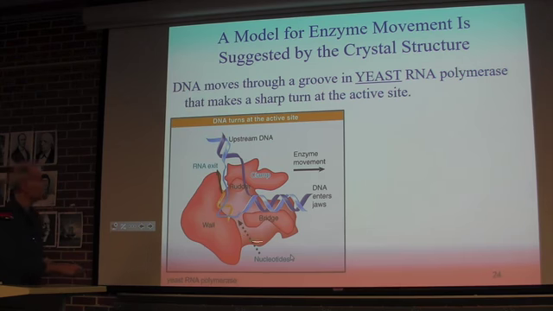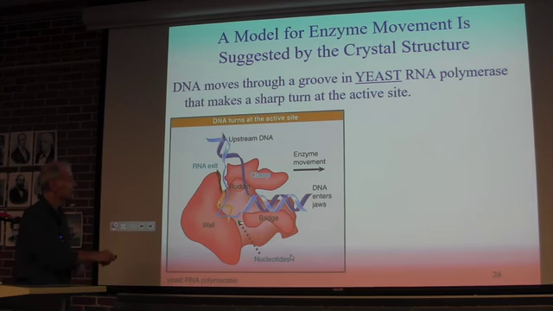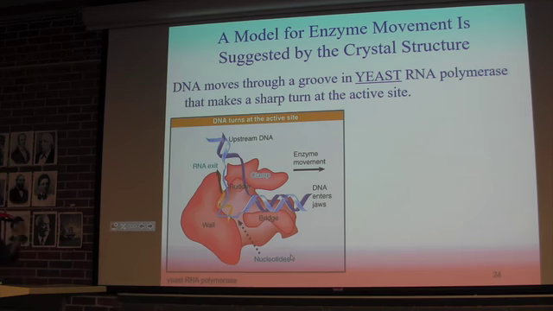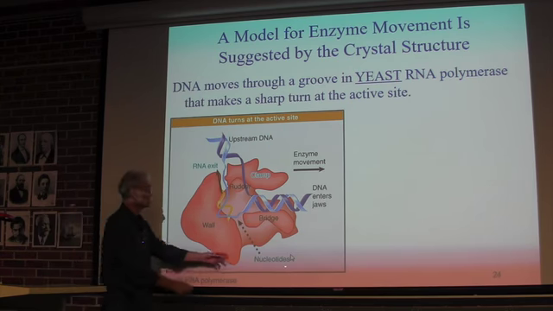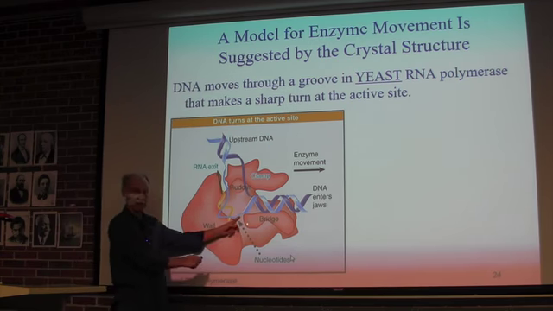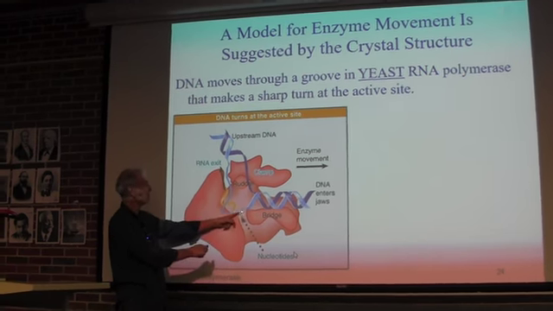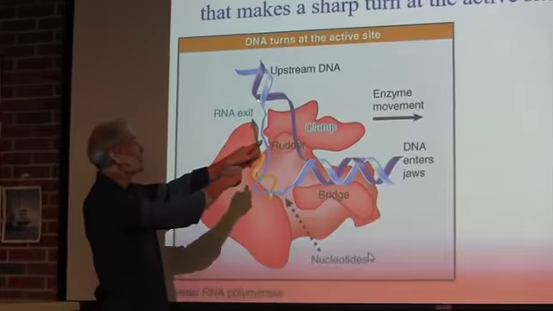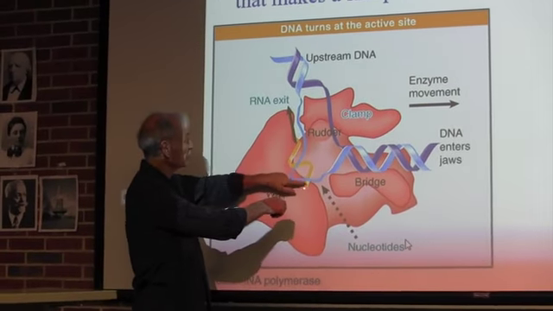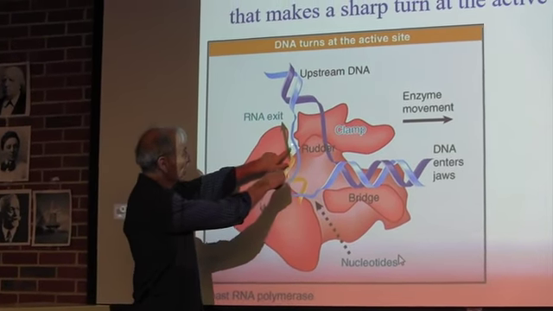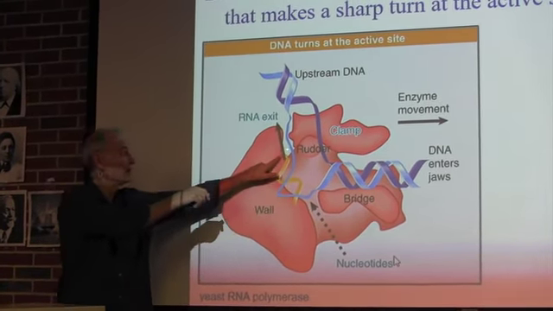And so you'll need to know these structural and functional domains of the enzyme itself around the active site. You'll need to know the wall, the bridge, the rudder. Notice the nucleotides come in from the bottom. There are 2 pores, one for incoming ribonucleotides, and out the other side, the transcript, here in yellow, will be exiting this pore here.